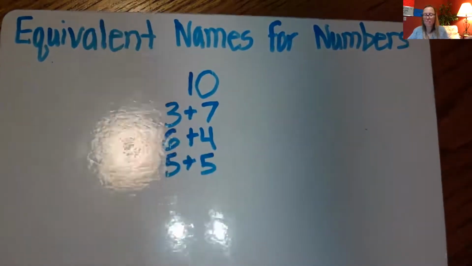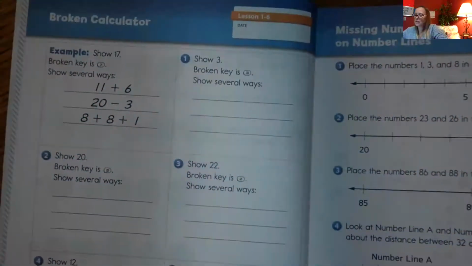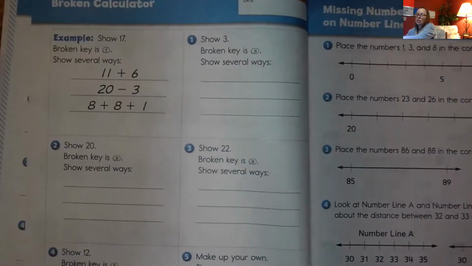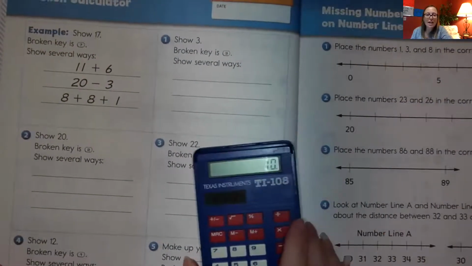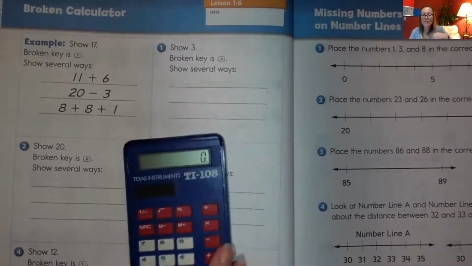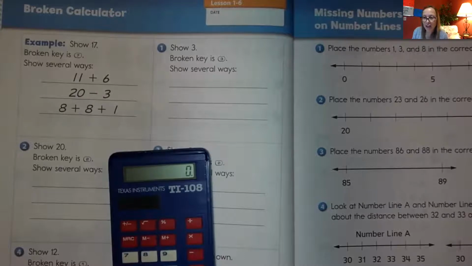So I was able to make those numbers without having to use that 1 key. So in your math journal today, you've got a page, and it's on, let's see, page 4. And they are going to let you look and see if you can find ways to show different numbers without pressing a key that's broken. Now, if you have a calculator, you can do it.